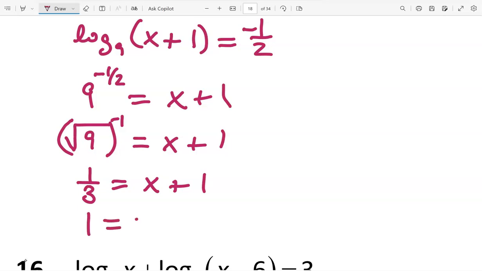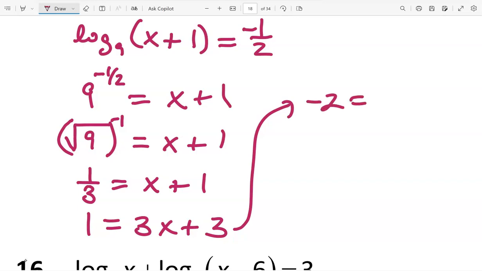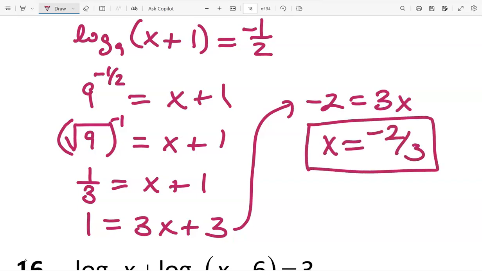I'm going to multiply through by 3. And then subtract 3 from both sides. So negative 2 is equal to 3x. And then solve for x. And x is equal to negative 2/3.